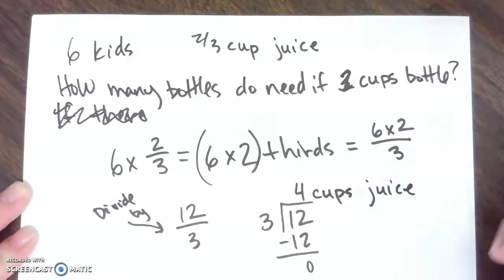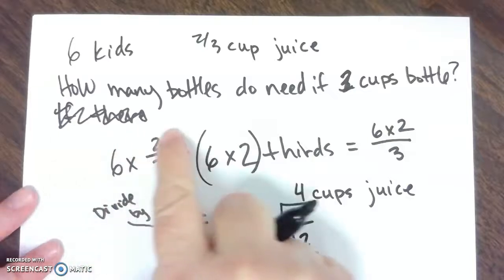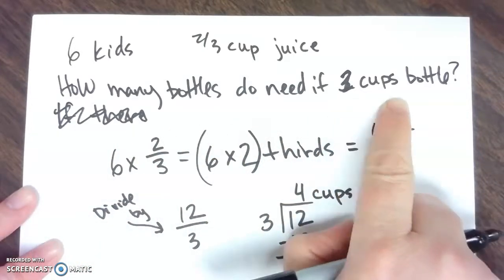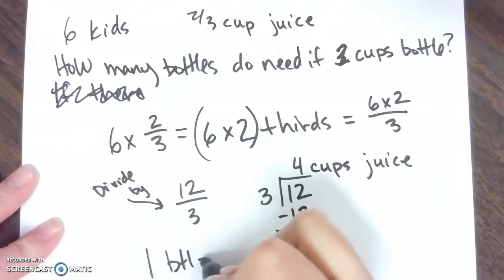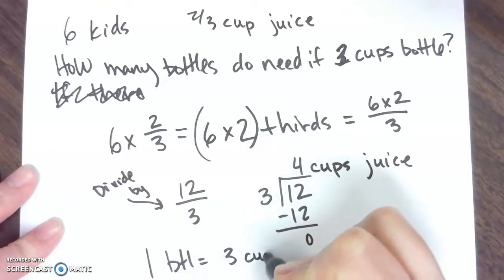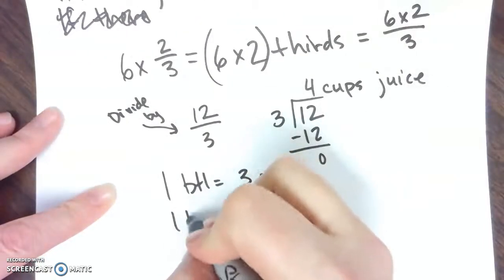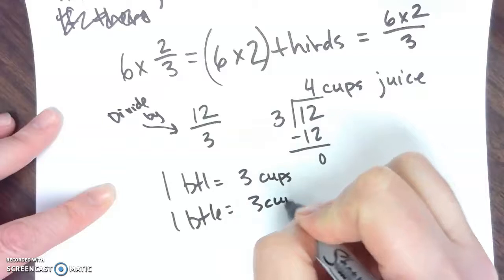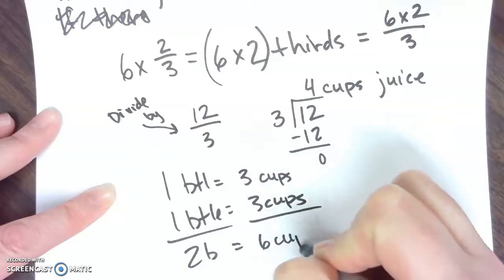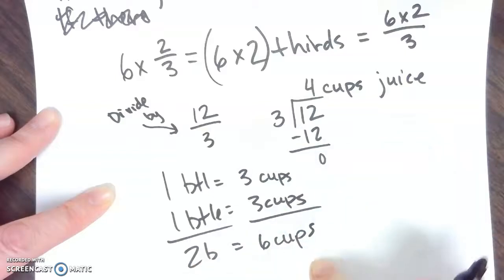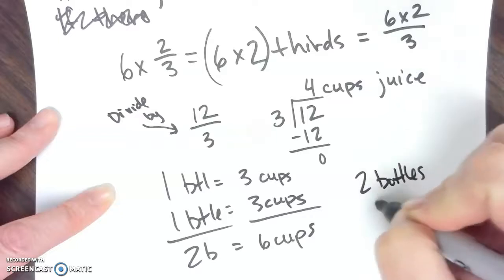Now Zearn is going to ask you, hey, did we answer our question? No, because our question says how many bottles do we need if there are 3 cups in each bottle. So 1 bottle gives us 3 cups. Is that enough? Nope. So if I have another bottle and 3 cups, that means I have 2 bottles, and that would give me 6 cups. Do we have enough now? Yes. So we need to buy 2 bottles of juice.